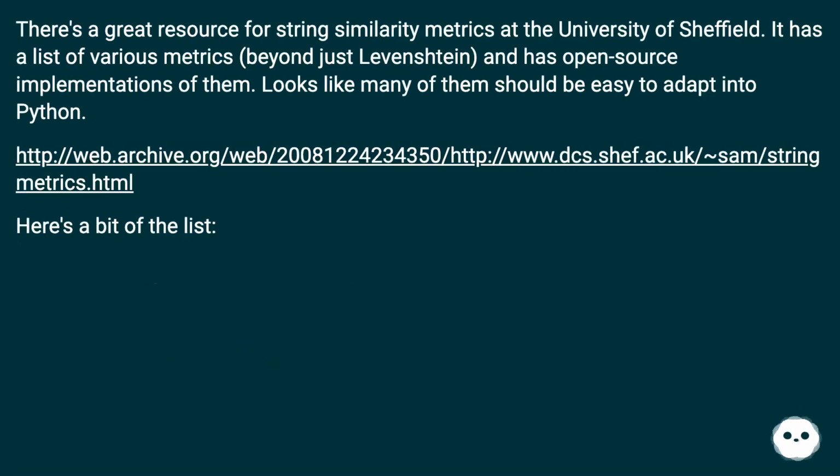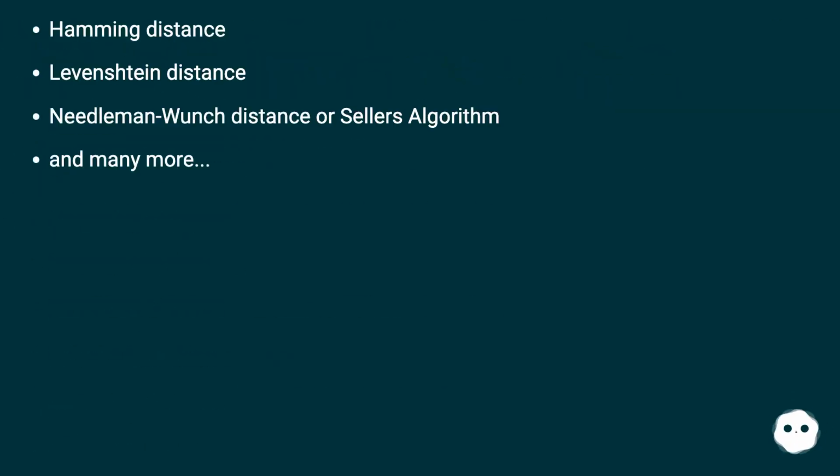There's a great resource for string similarity metrics at the University of Sheffield. It has a list of various metrics beyond just Levenshtein and has open source implementations of them. Looks like many of them should be easy to adapt into Python. This URL. Here's a bit of the list: Hamming distance, Levenshtein distance, Needleman-Wunsch distance or Sellers algorithm, and many more.